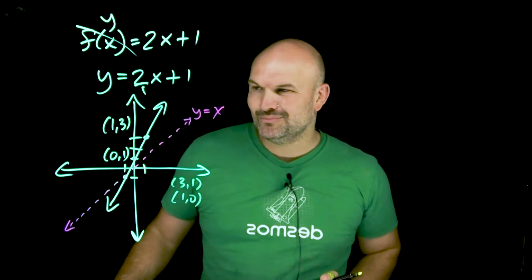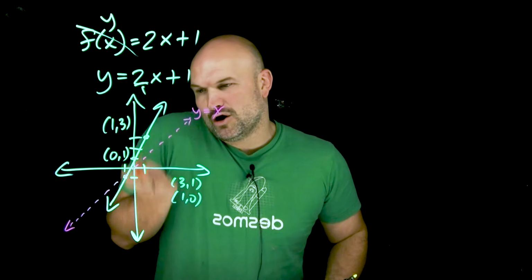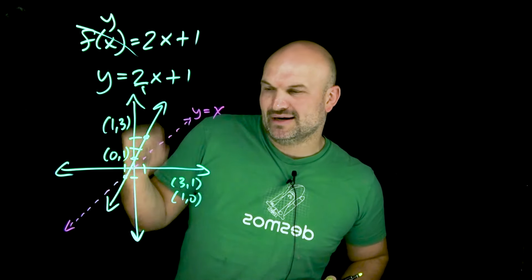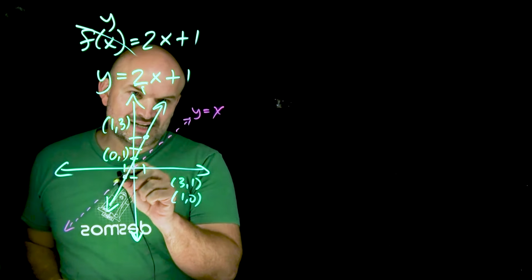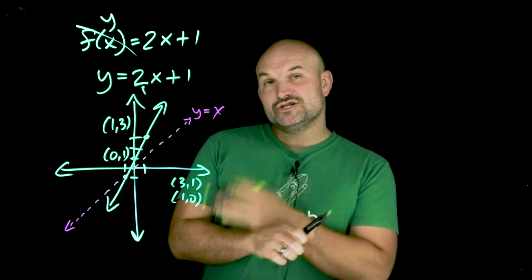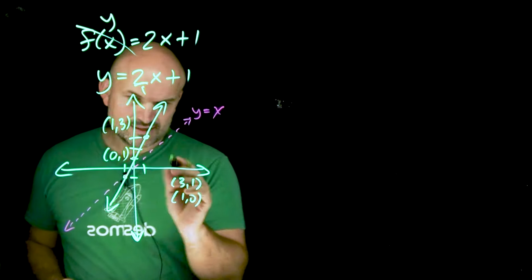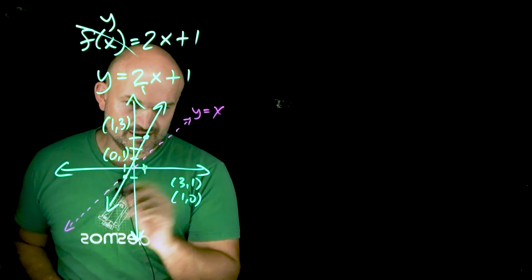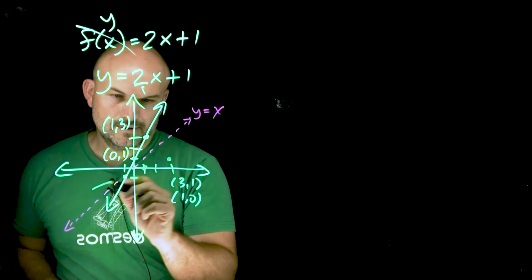Now, why am I only using 2 points? Because we only need 2 points, ladies and gentlemen, to graph a line, right? I went a little bit over and above just to grab this third point here. But this third point is actually important because what you'll notice is this point is actually on that y equals x line. So that's going to give us a point where the function and its inverse are going to intersect. But anyways, we have 1, 0, that's going to be right here. And if I did 3, 1, I'd go 1, 2, 3, up 1.